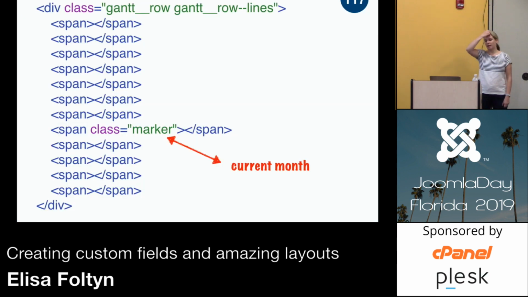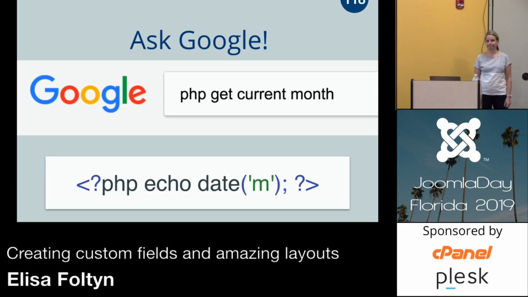So we need the current month. How do I get it? Ask Google. PHP get current month. And then I got 1,000 pages that tell me it's so easy, echo date. And that was really easy.